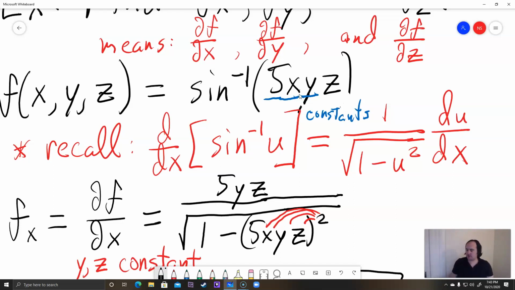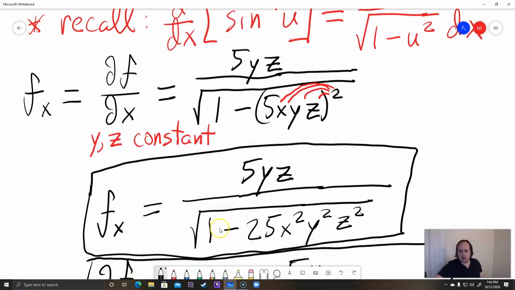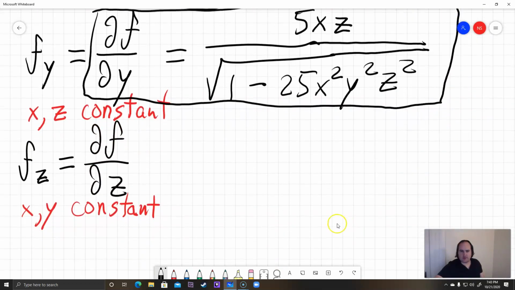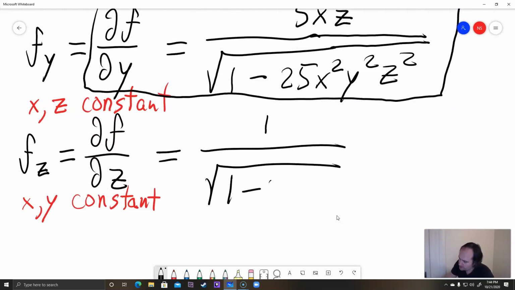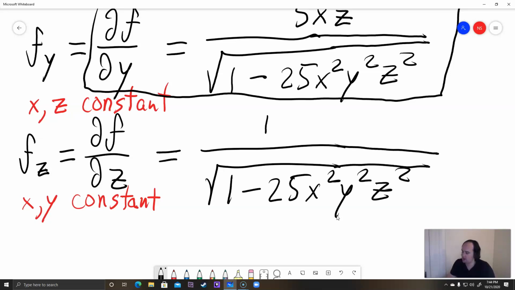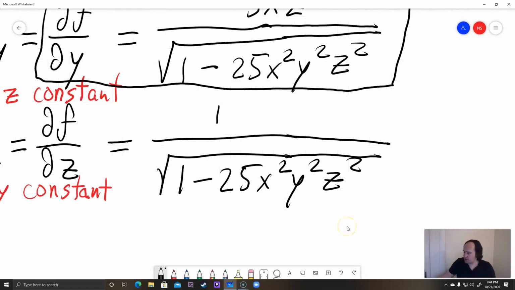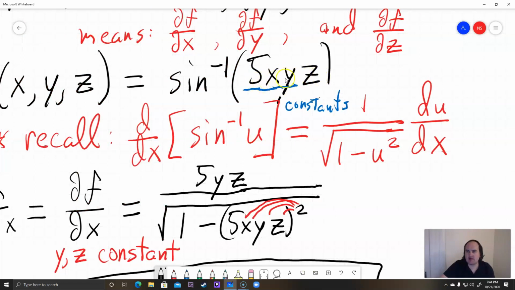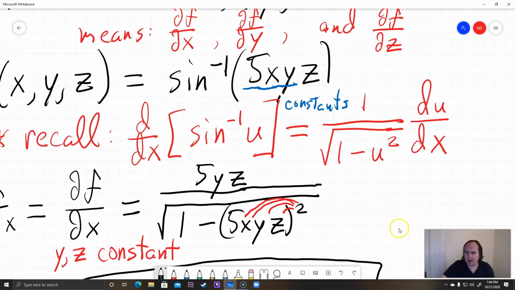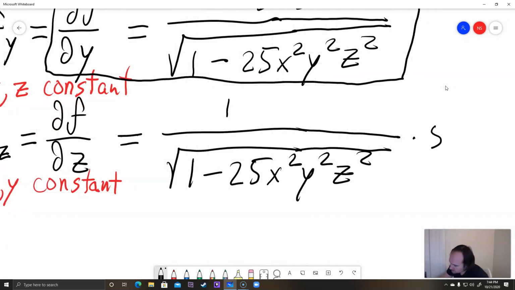But the rest of it's going to be the same. So we're still taking the chain rule. So the derivative of the outer function, sine inverse, is going to be 1 over the square root of 1 minus 5xyz quantity squared, which we said was square root of 1 minus 25x squared y squared z squared. Okay, so here we've got 1 over the square root of 1 minus 25x squared y squared z squared. Once again, that's the formula for the derivative of sine inverse. And then we multiply this times the derivative of our inner function. So our inner function is 5xyz, where 5xy are constants, and we're taking the derivative with respect to z, so the z is going to go away. So we're going to be left with 5xy. Okay, so this whole thing is times 5xy.